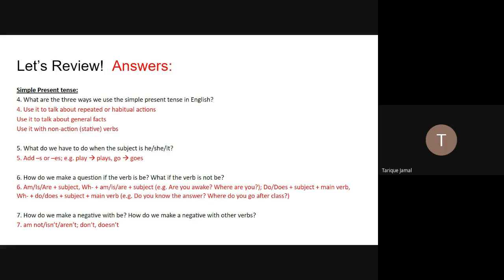That is, plays, right? Play, plays, go, goes. How do we make a question if the verb is be? What if the verb is not be? Am, is, are plus subject, right? WH plus am, is, are plus subject. That is, which is the example. Are you awake? Where are you? Right? So I want you all to just go through these answers here for a few seconds and then we'll move on. Just try to get an idea, all right?